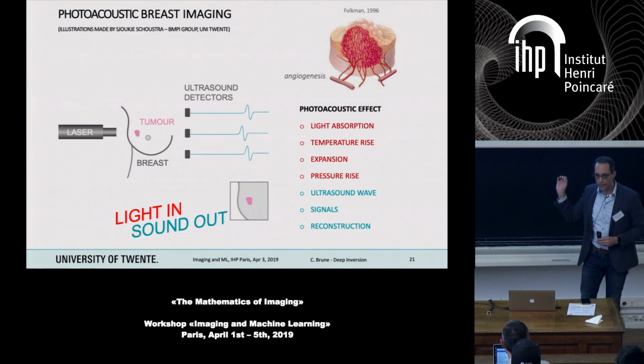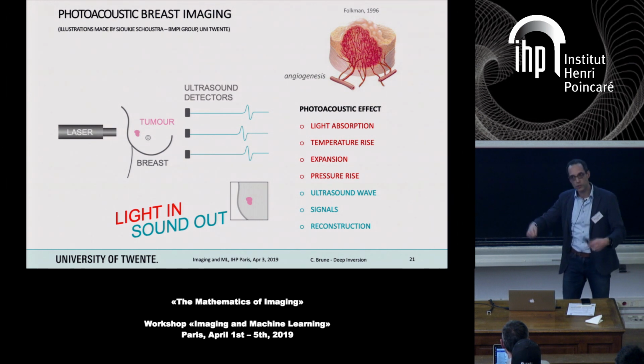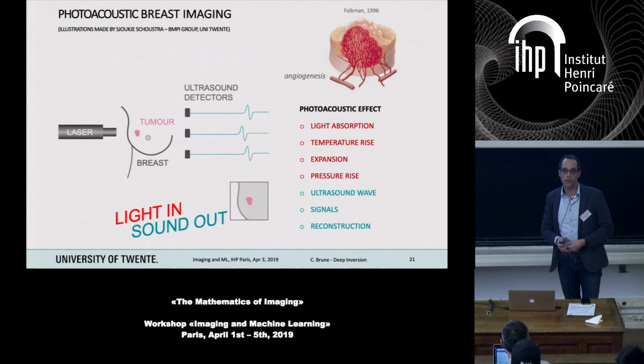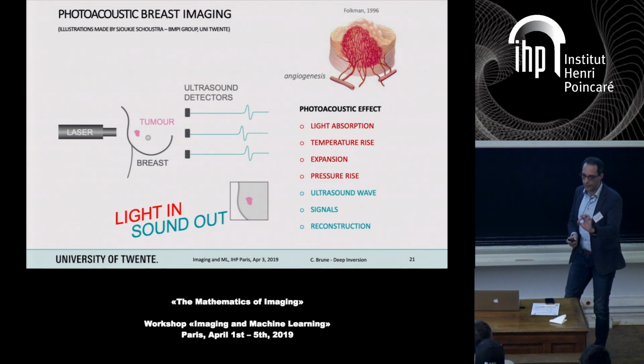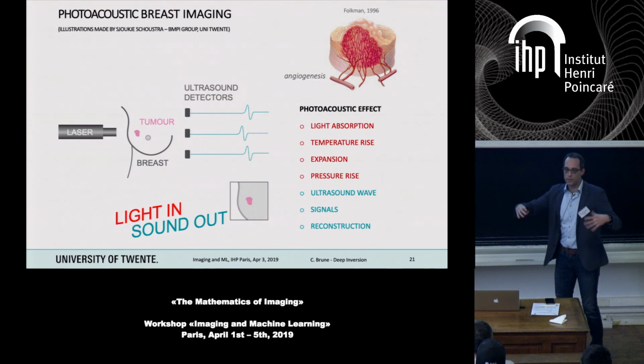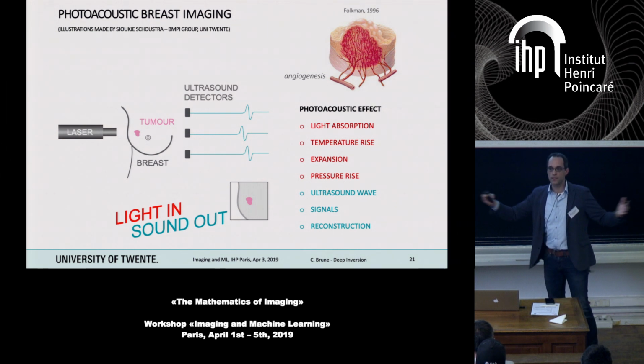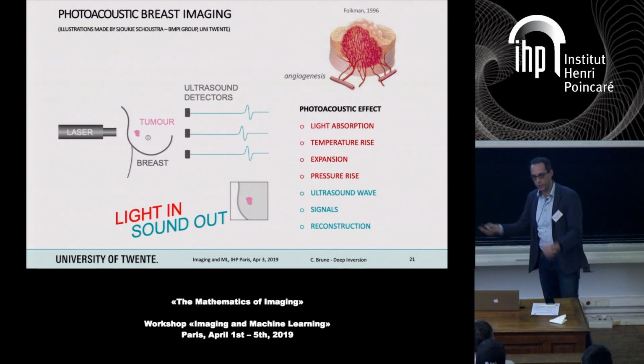But what we really want to highlight is that there's so much to gain in this area because it is a radiative transfer equation combined with the acoustic transport. So the idea is that you send in light, heat up the tissue, it deforms, and then via this deformation, a pressure wave is generated that can be detected by sound outside. That's why it's called photoacoustic.